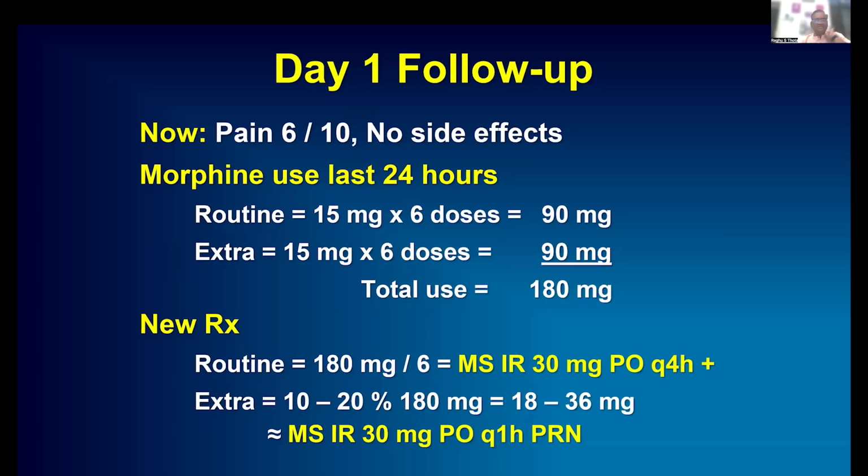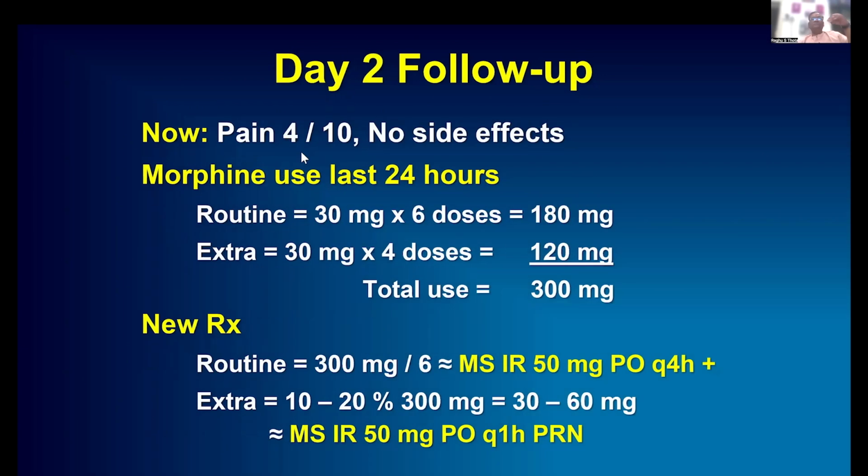So morphine use in the last day is, he has used 6 doses, that is around the clock 90 milligrams, and he has used 6 extra doses, so 90. So total he has taken 180 milligrams. So now new treatment will be 180 milligrams divided by 6. So we can give him 30 milligrams Q4 hourly, and you add 10 to 20 milligrams, that is for the breakthrough pain. It comes to around 18 to 36. Again, we can take it as 30 every 1 hour. So his new prescription is 30 milligrams IR, that is immediate release, 4 hourly, 30 milligrams IR, 1 hourly SOS.